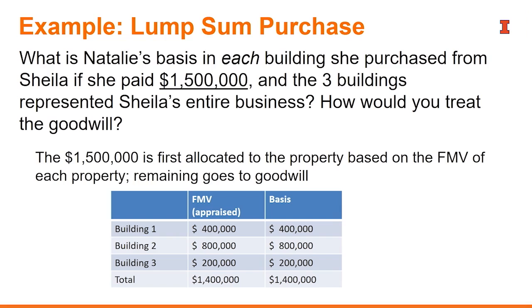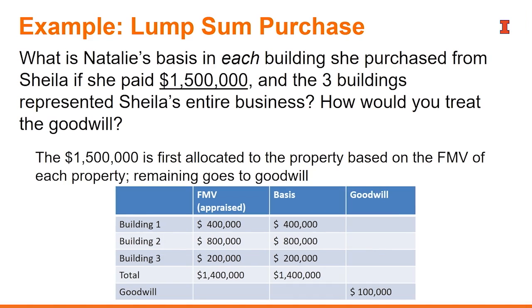What happens to that excess $100,000 that was paid, or the difference between the $1.5 million paid and the $1.4 million total fair market value? Here, the $100,000 becomes its own asset called goodwill. It is an intangible asset that is amortized over 180 months straight line, as we saw in a previous video. We do not allocate that $100,000 according to the relative fair market values of each building.